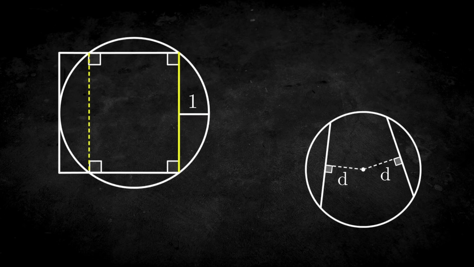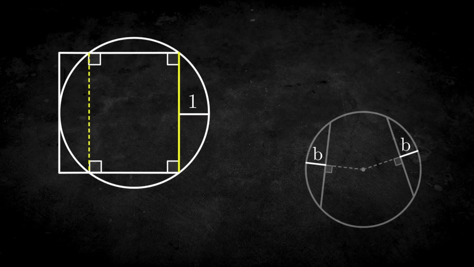Recall that congruent chords within the same circle are always equidistant from the center of the circle. That also means their largest perpendicular distance from the circumference of the circle are also equal. Therefore, we can say this measure is also 1 unit long.